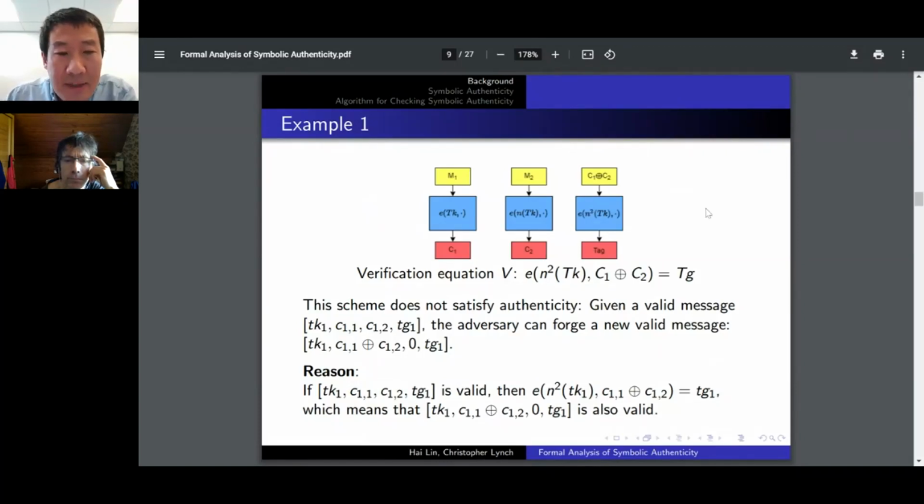And this particular scheme doesn't satisfy authenticity because if the adversary is given a valid message, so TK1, C11, C12, and tag1, then the adversary can forge a new valid message. And the idea is the adversary can reuse the tag and reuse the tweak, but the adversary can modify the ciphertext messages in such a way that their XOR remains the same. Therefore, the tag remains the same, but it's a different message.